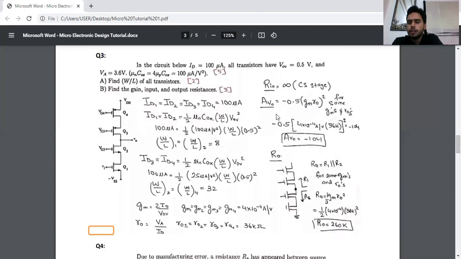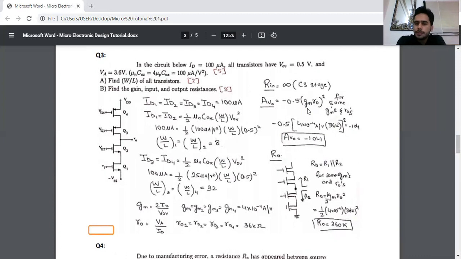the formula for the gain would be AV equals minus 1 by 2 GM R naught whole square. Applying this, as you all know, we have found R naught over here, we have the value of GM, we have minus 0.5, that is the 1 by 2, and we get AV equals 2.5 into GM value and R naught square, so that comes out to be minus 104. Next, we find the overall output resistance.